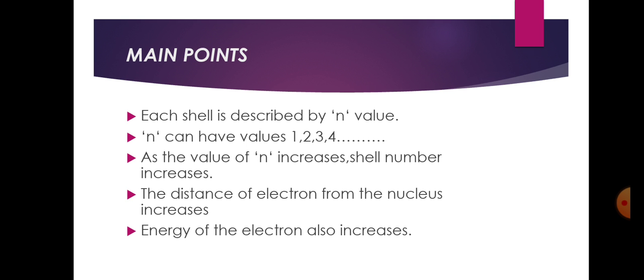When the shell number increases, the distance of the electron from the nucleus also increases, and the third point is that the energy of the electron also increases. These three points are interconnected. If the number of shells increases, the distance of the electron from the nucleus increases, and the energy of the electron also increases.